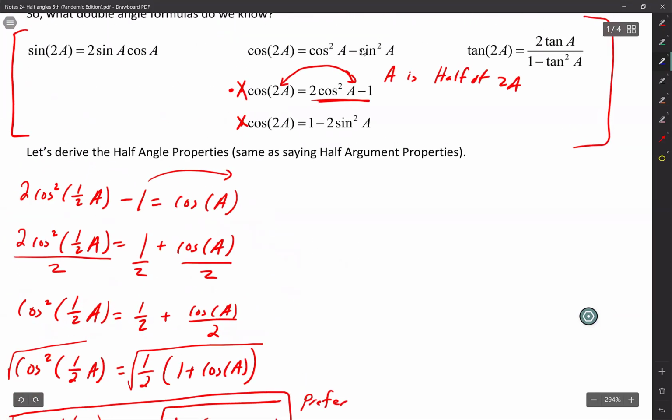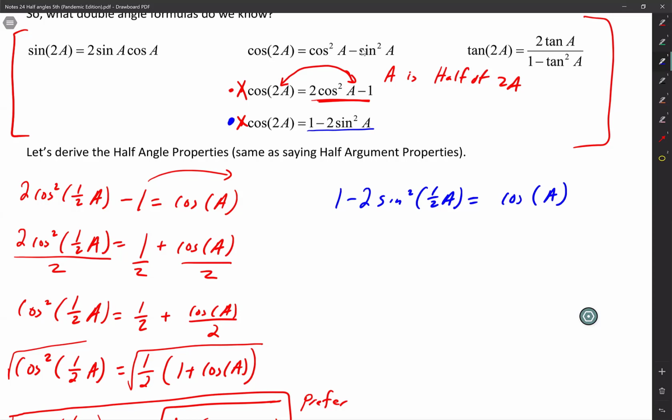So now I'm gonna go ahead and color code it. Where you see the blue bullet, that's where everything in blue is gonna be from. I'm gonna write the 1 minus 2 sine squared of half A on the left. So I'm gonna write 1 minus 2 sine squared of half A equals cosine of A. So write that statement first.